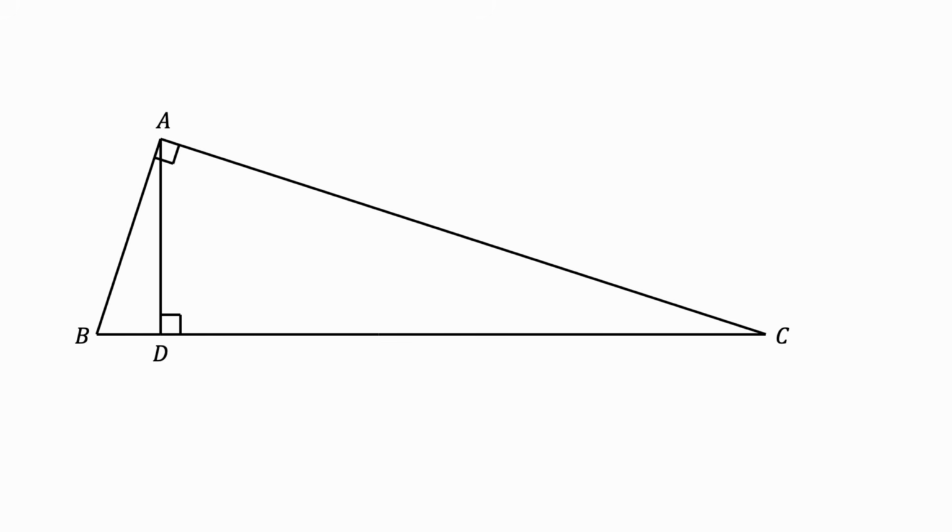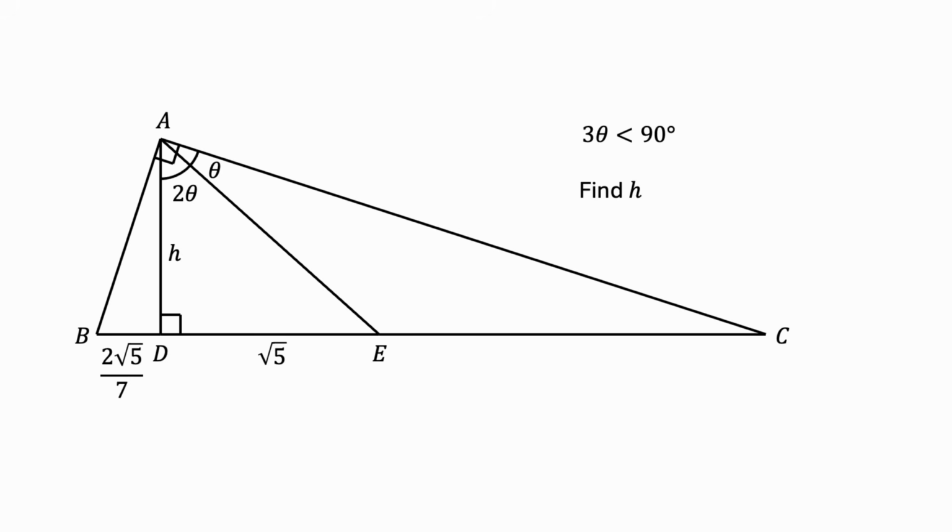Again from A, draw a line cutting BC at E and such that angle EAD equals 2θ and angle CAE equals θ. From this, we deduce that 3θ is less than 90 degrees. Given that BD equals 2√5/7 units, DE equals √5 units, and AD equals h units, our goal is to find the value of h.